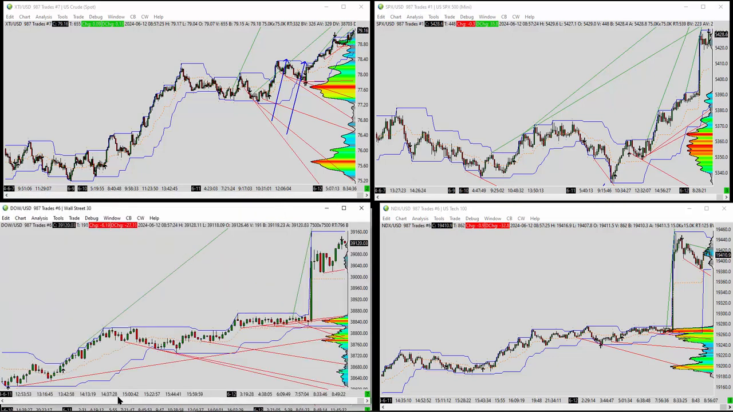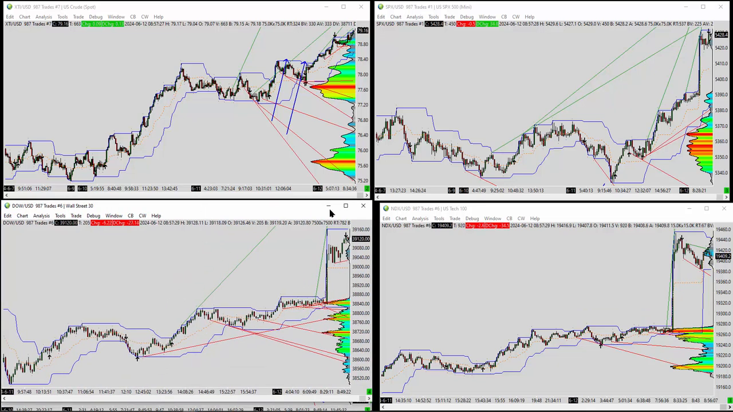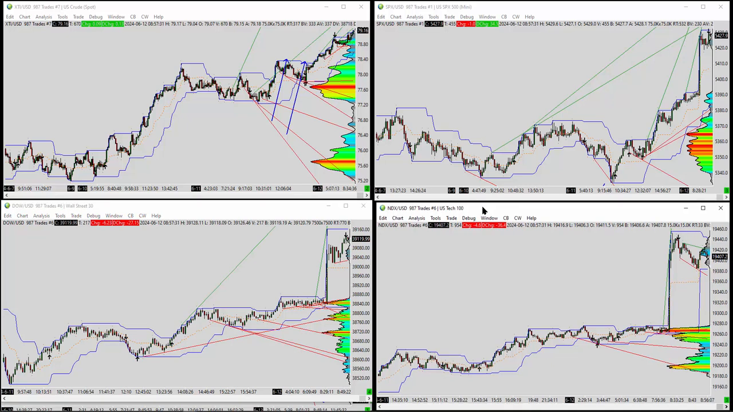The small charts are 987 tick charts. The 987 tick is an important chart for us. Basically, the final look will be at a 987 tick chart for confirmation.